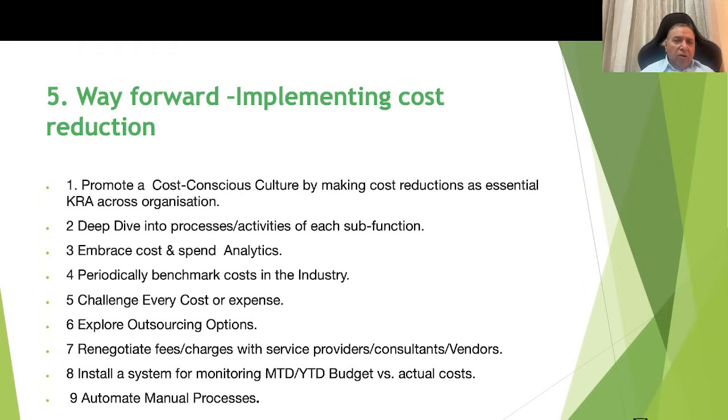Way forward, implementing cost reduction. Promote a conscious culture by making cost reduction an essential KRA across the organization. Deep dive into the process activities for each sub-function. Embrace cost and spend analysis. Periodically benchmark costs in the industry. Challenge every cost or expense, explore outsourcing options, renegotiate fees and charges with service providers, consultants and vendors, install a system for monitoring month to date and year to date budget versus actual performance, and automate manual processes. These will all enable cost reduction.